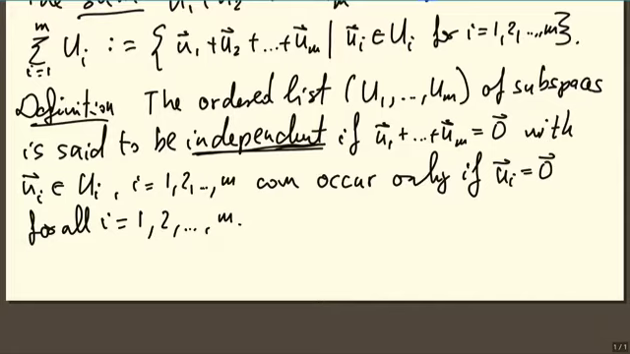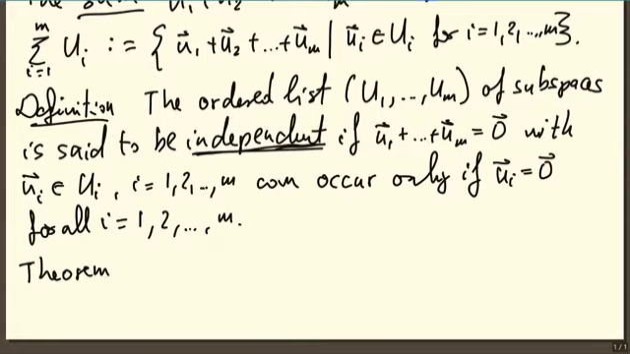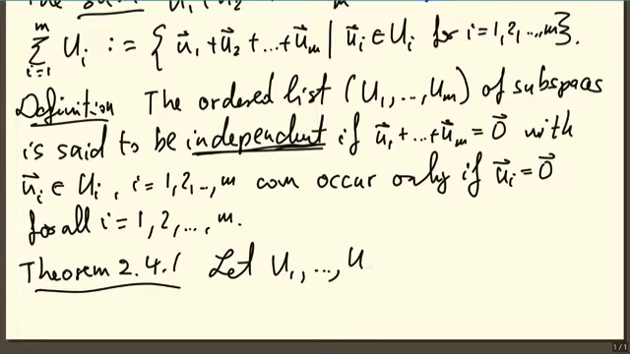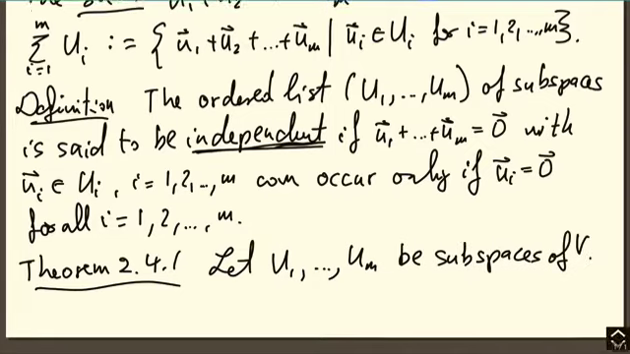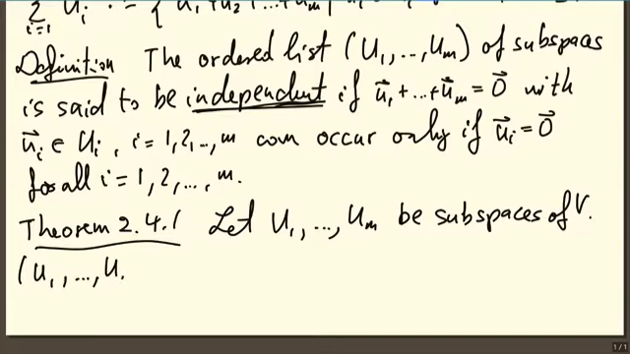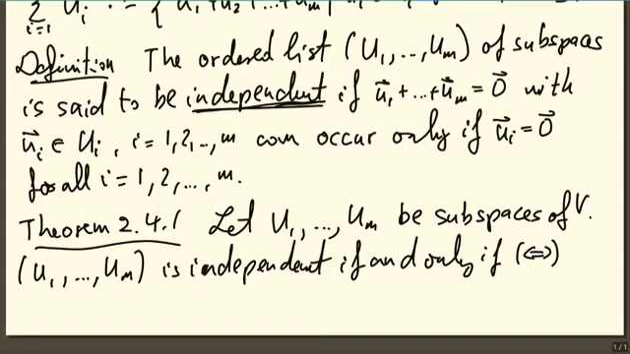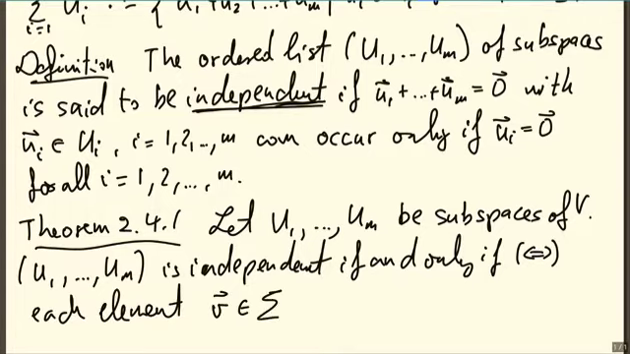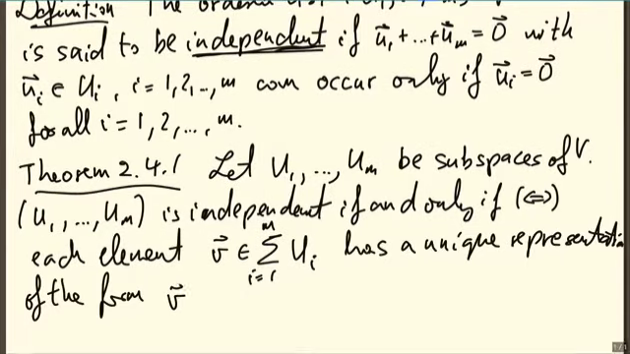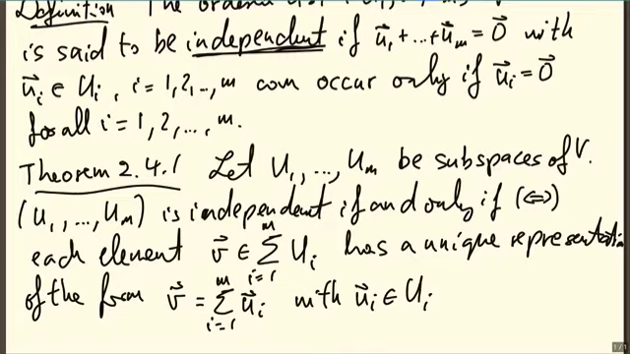So we will have the first theorem in this section, theorem 2.4.1, that says: let U1, ..., Um be subspaces of V. Then the list U1, ..., Um is independent if and only if, so this is an equivalence statement, each element v from the sum of the subspaces has a unique representation of the form v equals the sum of ui vectors, i going from 1 to m, with some ui from the Ui subspace as i goes from 1 through m.